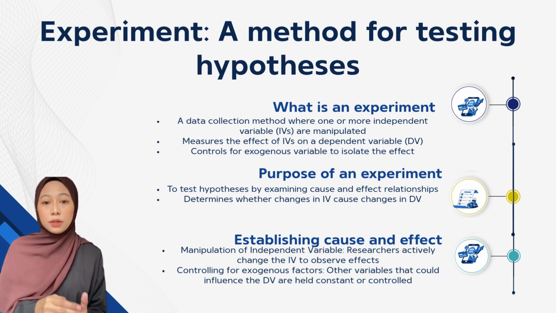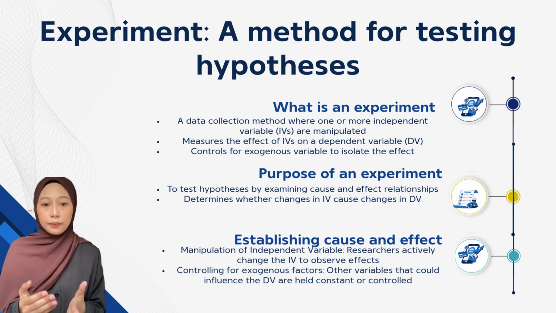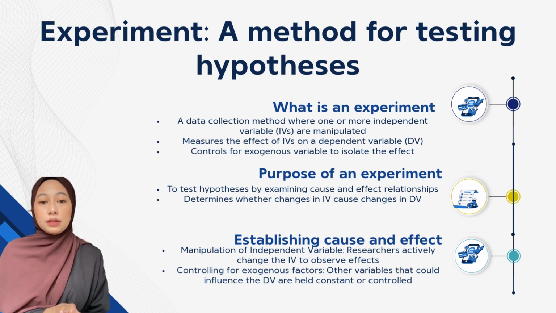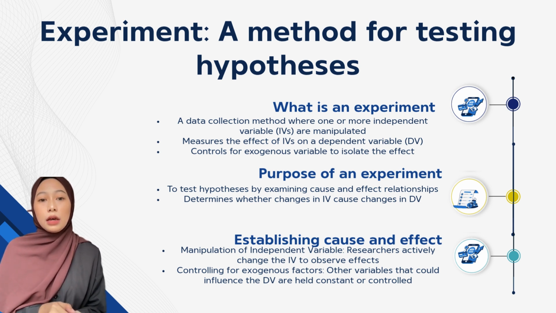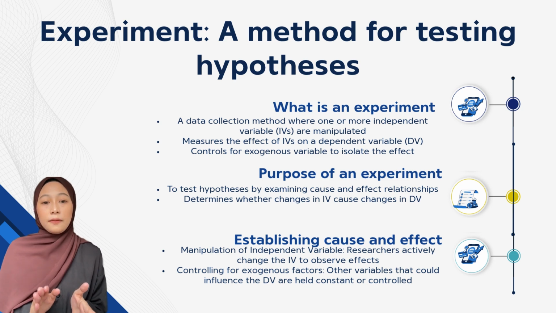Number 2 is measurement of the dependent variable. The DV is the outcome or effect being measured. It should respond to change in the IV. So example is measuring sales, website clicks, or test scores after introducing a change. Number 3 is control of exogenous variables. So these are factors other than the IV that could influence the DV. The researchers must control or hold constant these factors to isolate the effect of the IV.